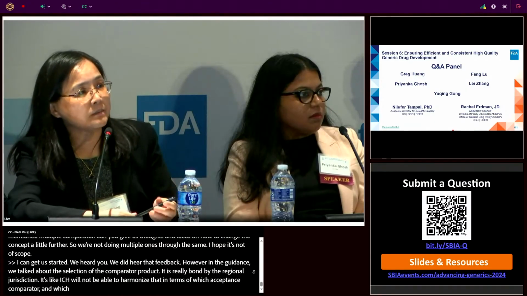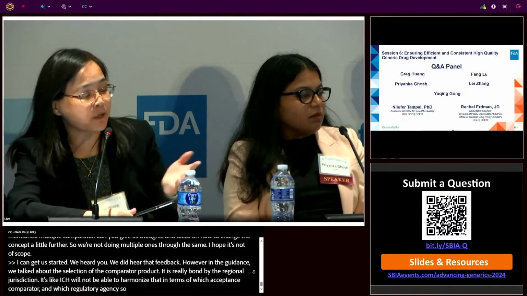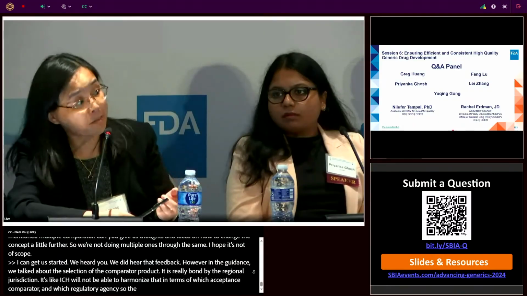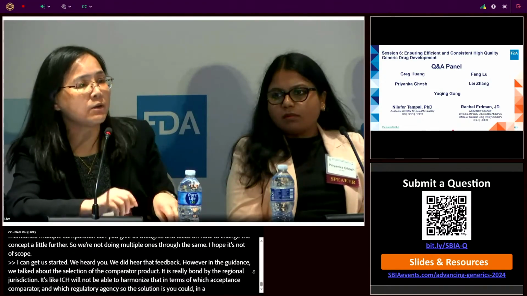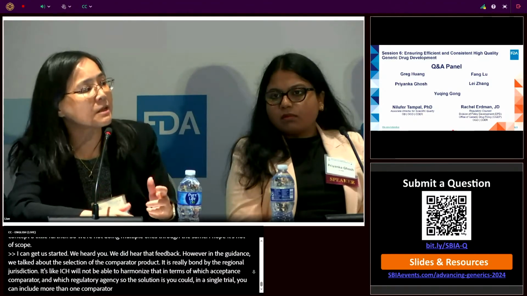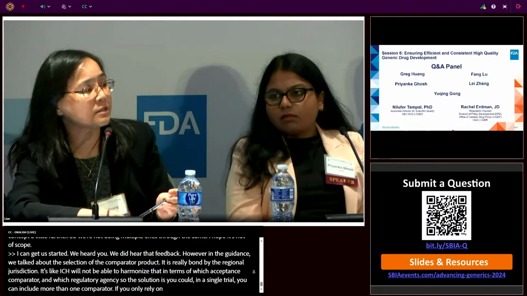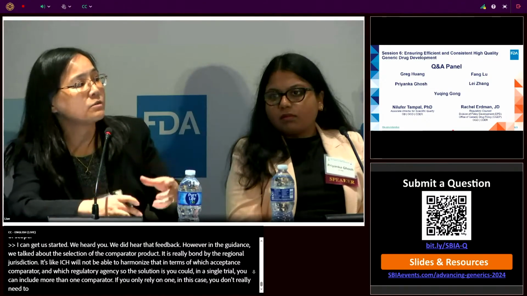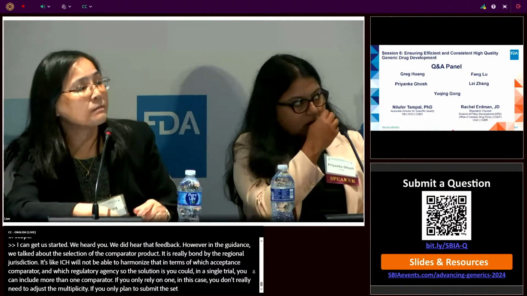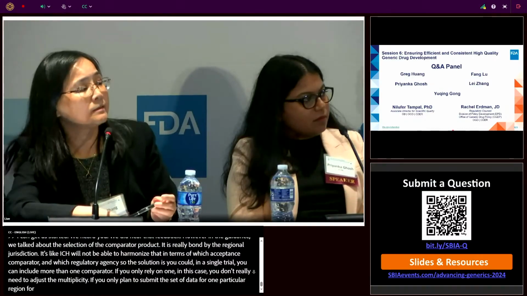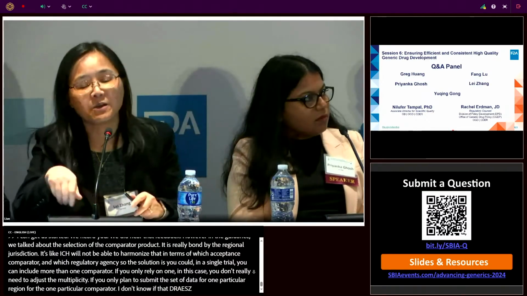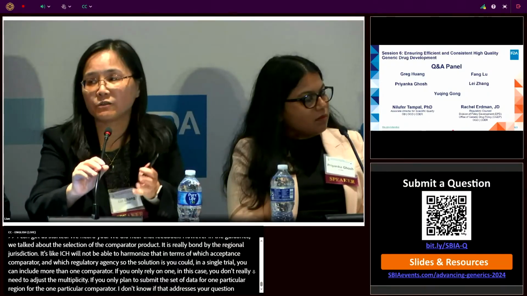So the solution we provide is really what you mentioned: in a single trial, you can include more than one comparator. And if you only rely on one, we also talk about multiplicity adjustment. In that case, you don't really need to adjust for multiplicity if you only plan to submit the set of data to one particular region for the one particular comparator. I don't know if that addressed your question, but that has been discussed, and we just don't have the bandwidth, I think, in ICH to harmonize that.